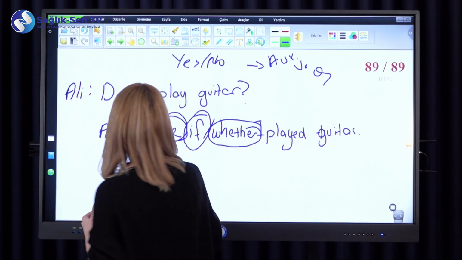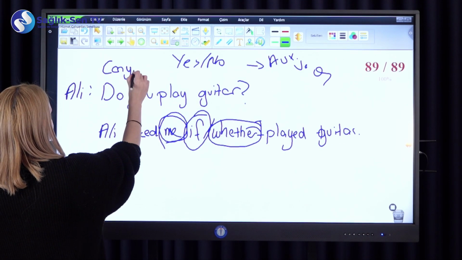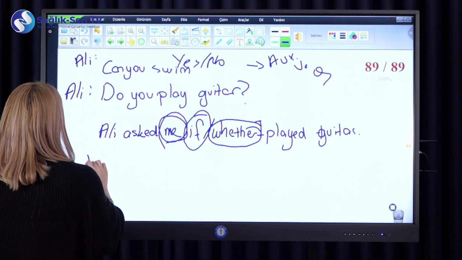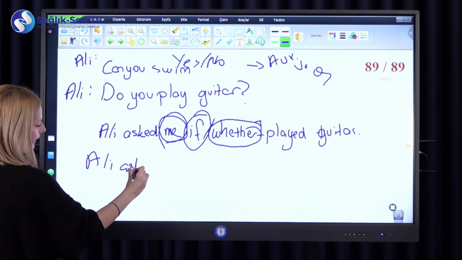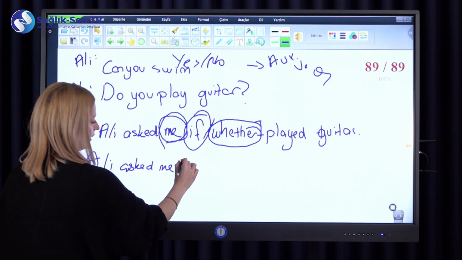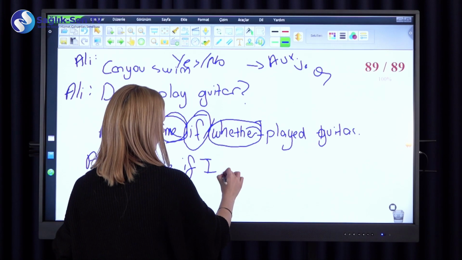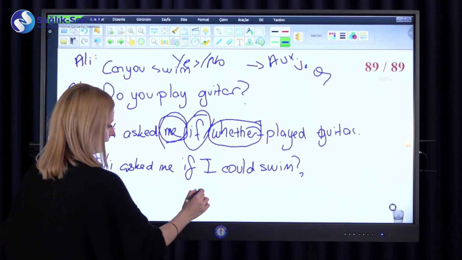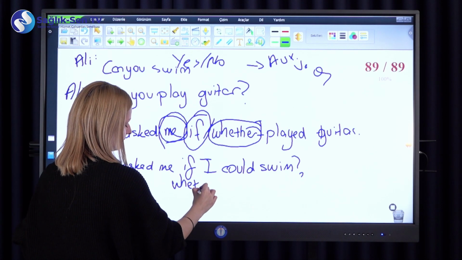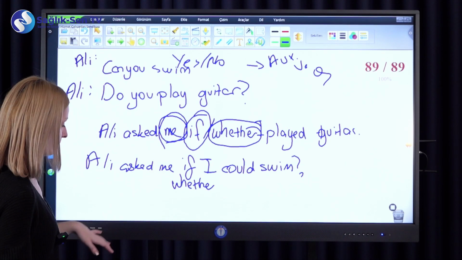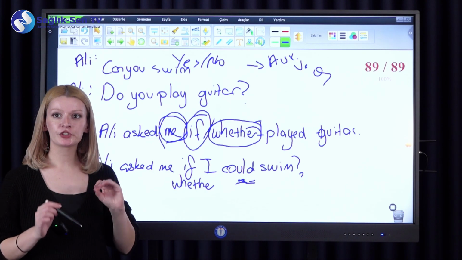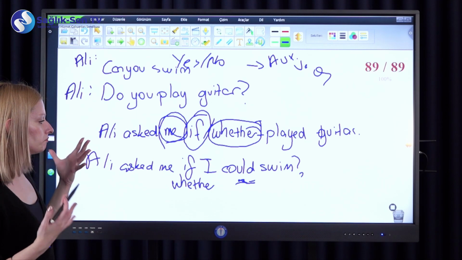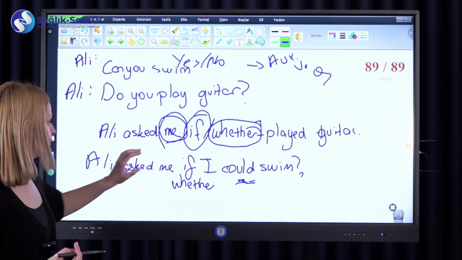For example, "Can you swim?" Ali asked me if I could swim, or whether I could swim. Again, the tense change is the same. Our tense always changes.